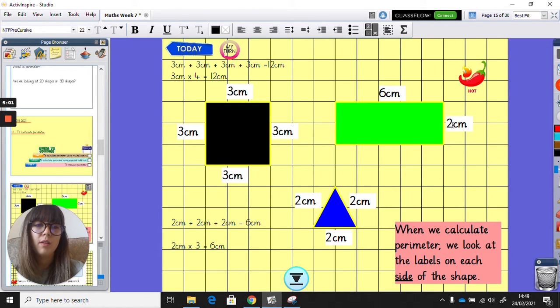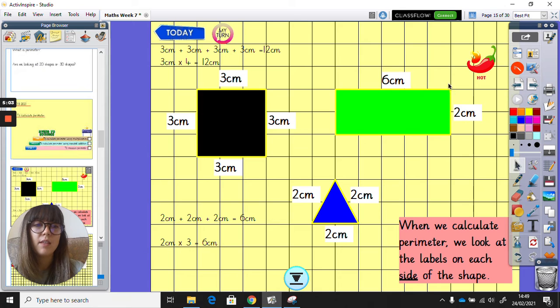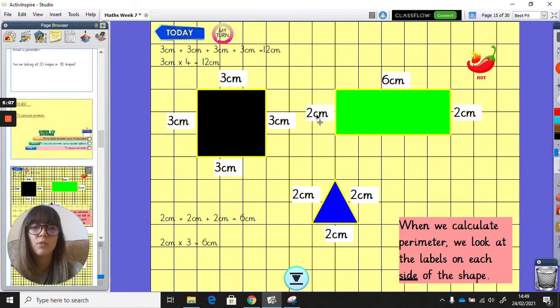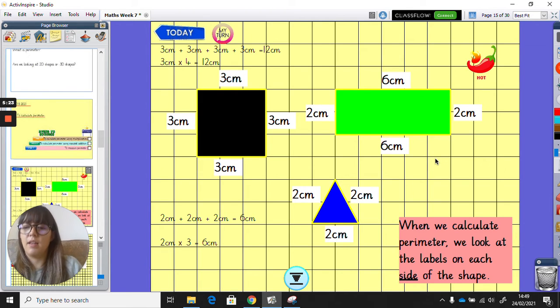So we know that if that side is 2 centimetres, then that side must also be 2 centimetres. And if that side is 6 centimetres, then the opposite side must be 6 centimetres. That only works with a rectangle. If you've got another four-sided shape, another quadrilateral, it might not work. So if you're told it's a rectangle, this definitely works, okay? And you can see that this side is the same as this side.